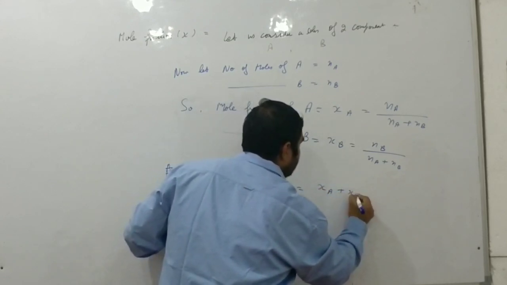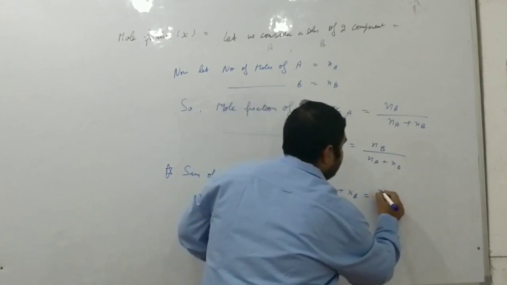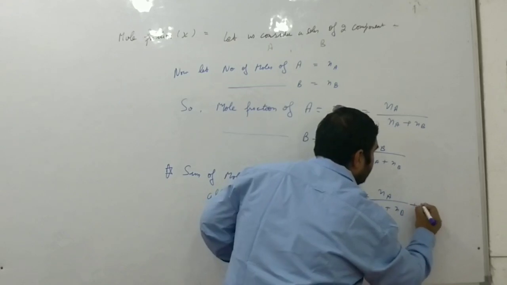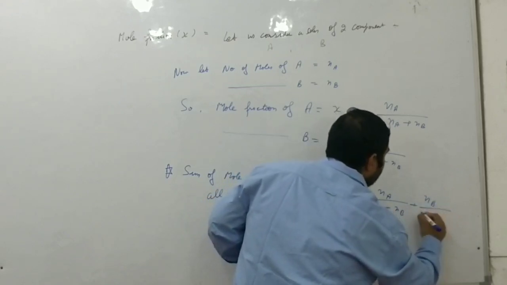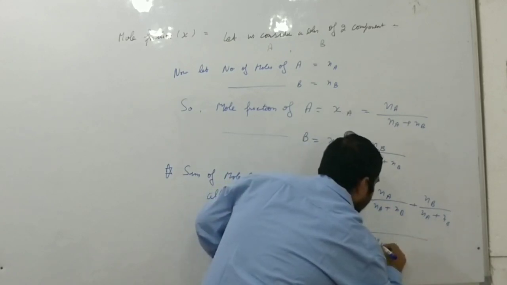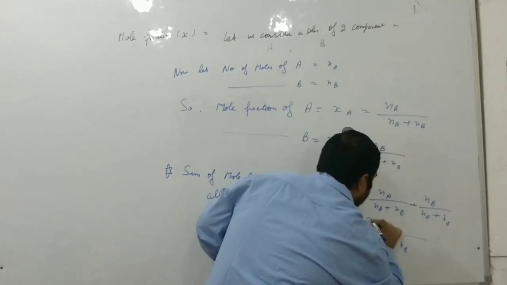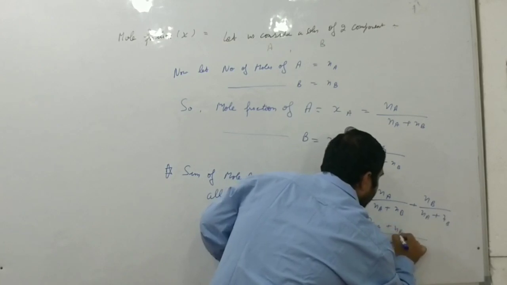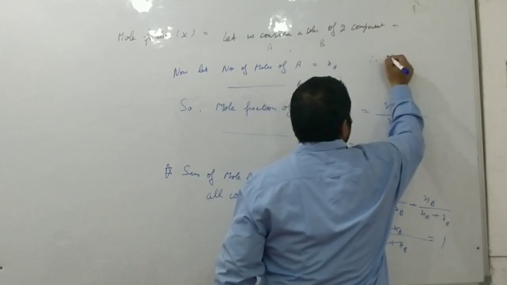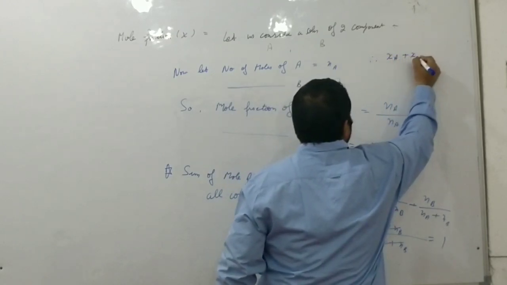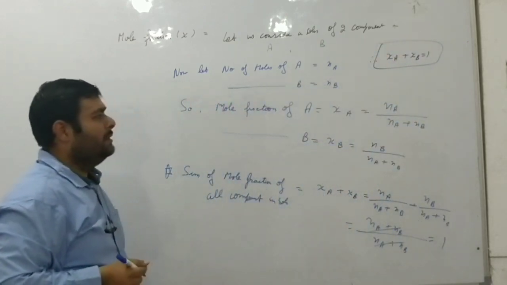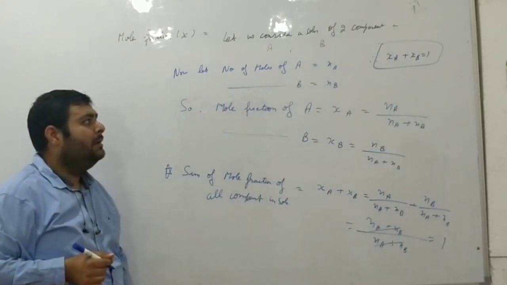That is Xa plus Xb. Now what is Xa? Na over Na plus Nb. And what is Xb? Nb over Na plus Nb. Now taking LCM, Na plus Nb, cutting these terms, that comes out to be 1. So Xa plus Xb is equal to 1, and that is the sum of mole fractions of all the terms present in a solution.